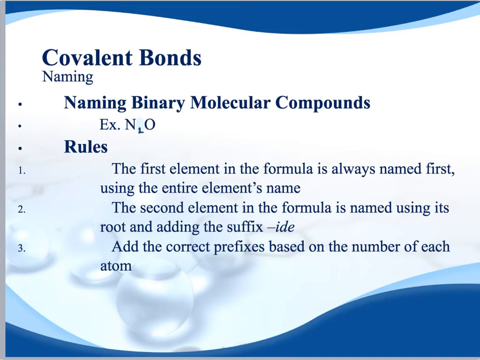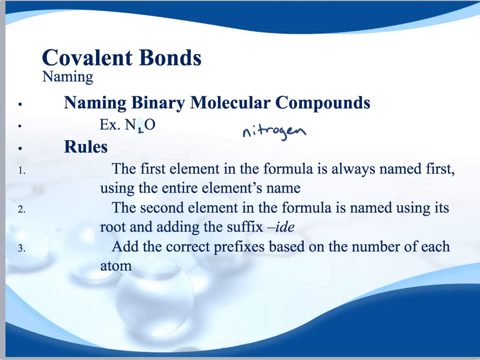Okay, and the second part of the video today is naming binary molecular compounds, so meaning 2 elements in these molecules. Okay, so we're going to look at an example involving N2O, and then we're going to let you guys try a few of them. So the rules, there are 3 parts to it. Number 1, the first element in the formula is always named first using the entire element's name. All right, so we would name the entire thing here nitrogen.